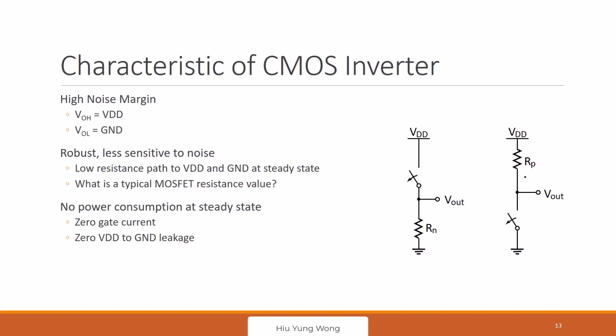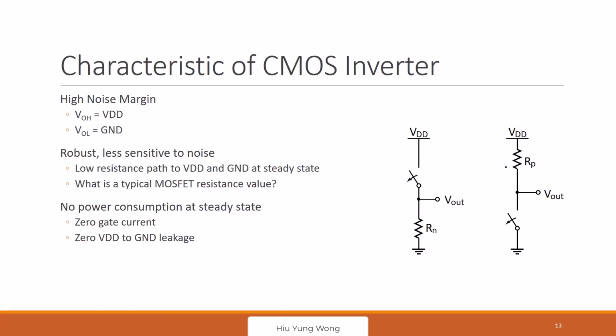So you see that we just studied that. We say that the VOH is VDD. VOL is ground, right? So it's good. Another very important thing is that it has a low resistive path to connect from output to ground or to VDD. So if I have noise, I can pull it down immediately. This is a very important point.